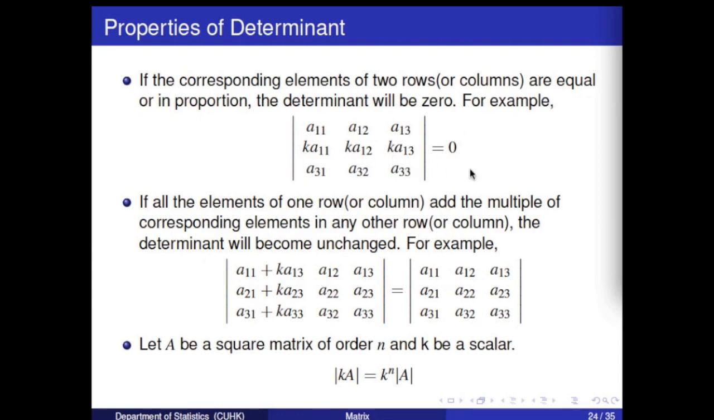In addition, if all the elements of one row or one column add the multiple of corresponding elements in any other row or column, the determinant will remain unchanged. Last property, let A be a square matrix of order n and k be a scalar. The determinant of k times A is equal to k to the power n times the determinant of A.